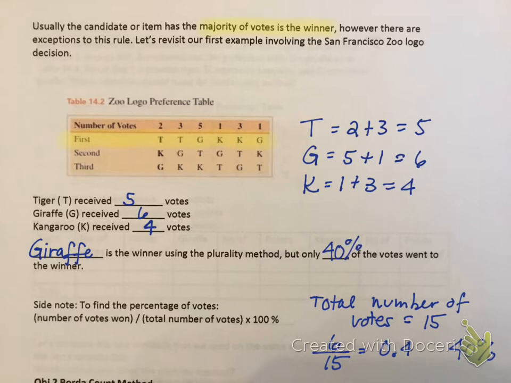So, by the way, that is not the majority. To get the majority, you need more than 50%. So here's an instance where the candidate actually won the vote using the plurality method, but did not have the majority of votes. And that can happen.